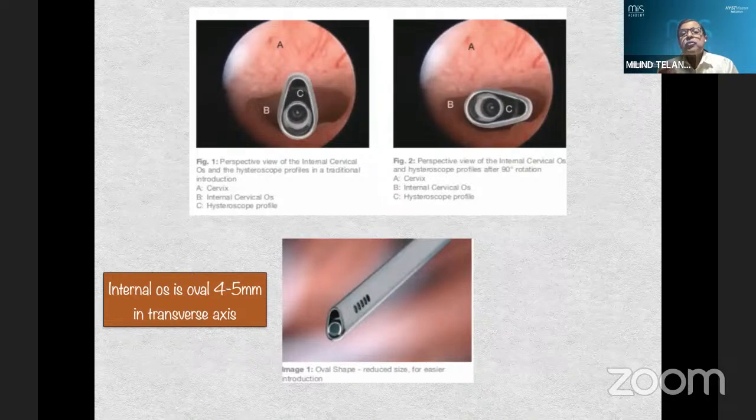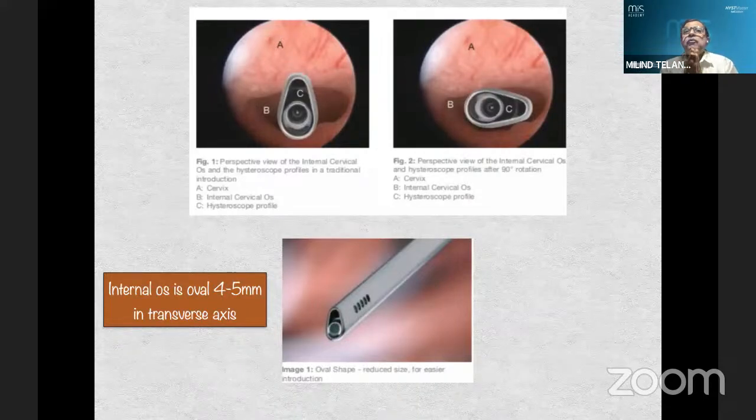So all these scopes were devised in such a way as to conform, so that just merely turning the cable on the camera at the level of the internal os aligns the longitudinal axis of the scope with the transverse axis of the internal os and allows easy entry into it. So this is the trick that has to be remembered. Always remain in the center of the cervical canal.